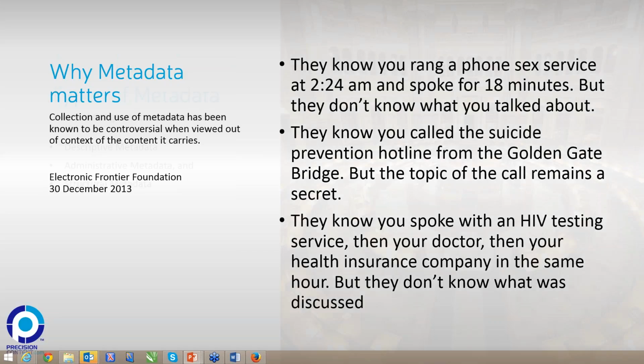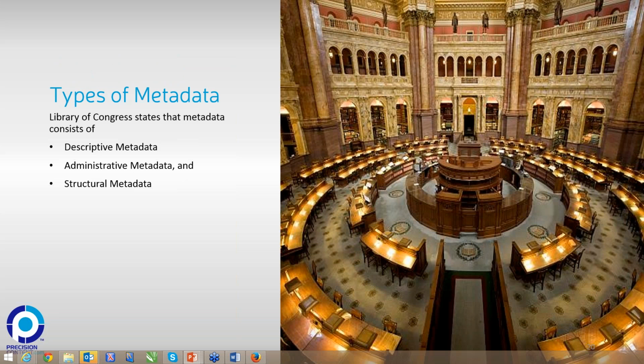So now we get into the actual classification and definitions around metadata itself. So at its highest level, we look at dividing metadata into three very distinct categories of descriptive metadata, administrative metadata, and structural metadata.